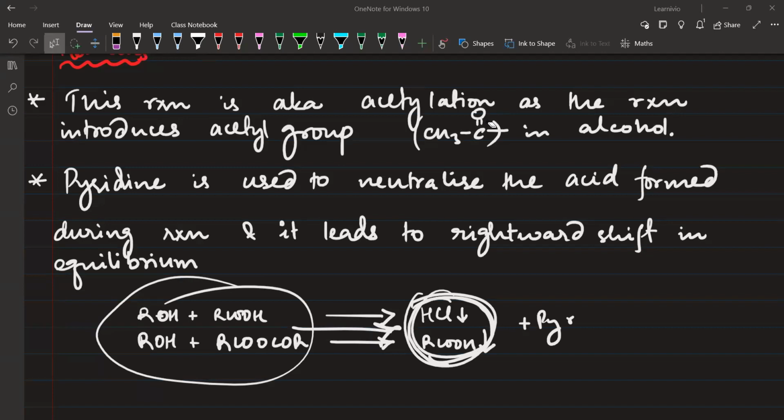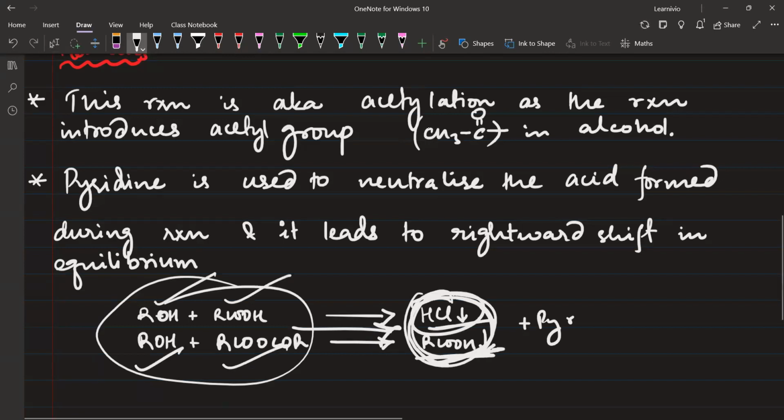So the basic principle is Le Chatelier's principle from chemistry. First of all, when I react alcohol with acid chloride, I will get HCl as byproduct. When I react alcohol with anhydride, I will get carboxylic acid as byproduct. Are these two things clear? Okay, we are getting acid as the byproduct.